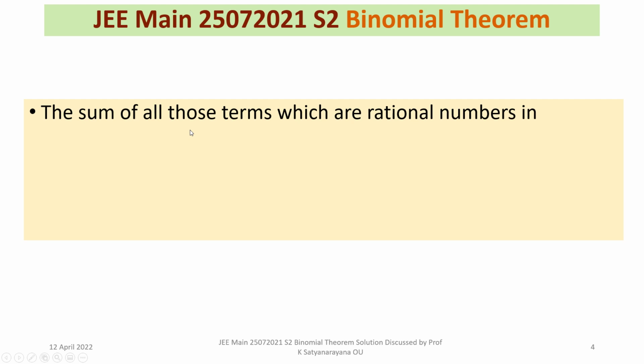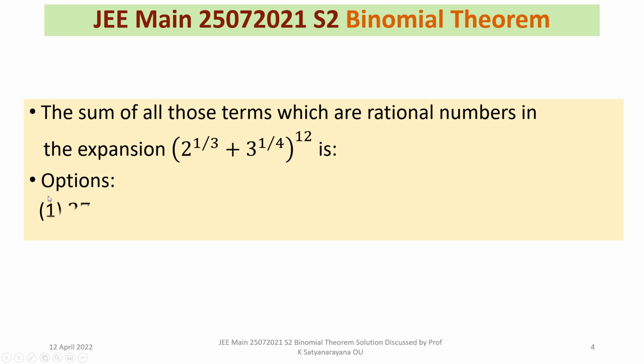The sum of all those terms which are rational numbers in the expansion (2^(1/3) + 3^(1/4))^12 is, the four options are given to us. Option 1, 27. Option 2, 89. Option 3, 35. Option 4, 43.